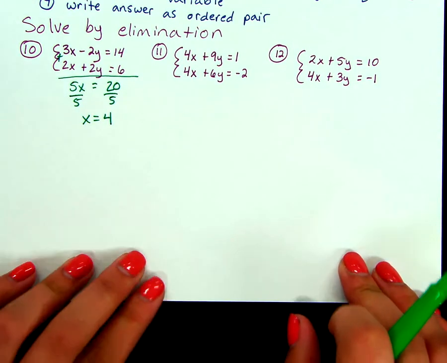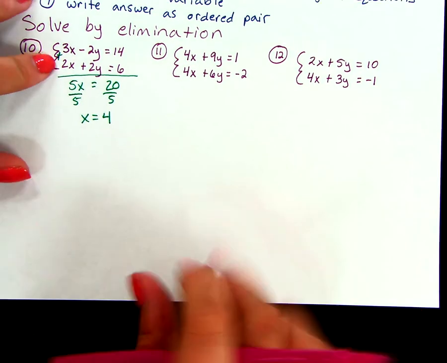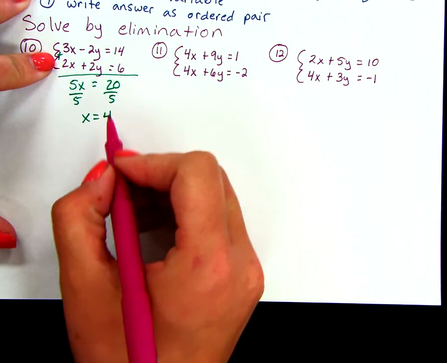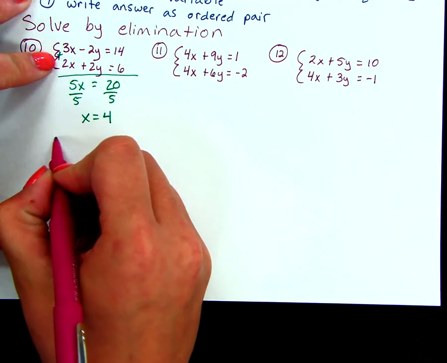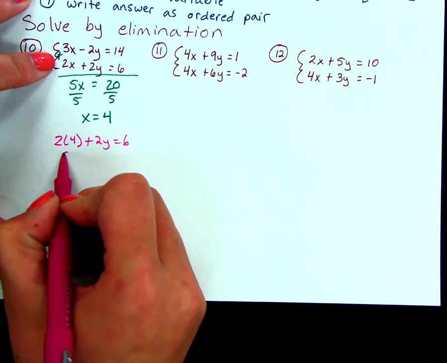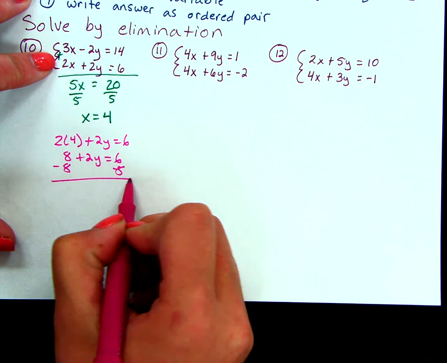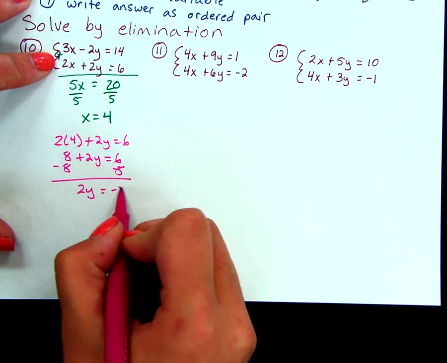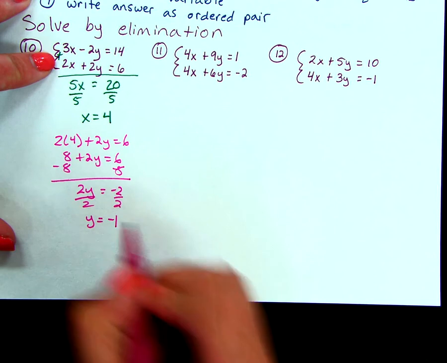Alright, so now, just like before, once we find one variable, we substitute it back in to find the other. We just pick the equation that we want. I think I'm going to pick the bottom one because it's all positive numbers. I'm going to replace this x with 4, and then solve for y. So 2 times 4 plus 2y equals 6. 8 plus 2y equals 6. Subtract the 8, so 2y equals -2. Divide by 2, so y is -1.